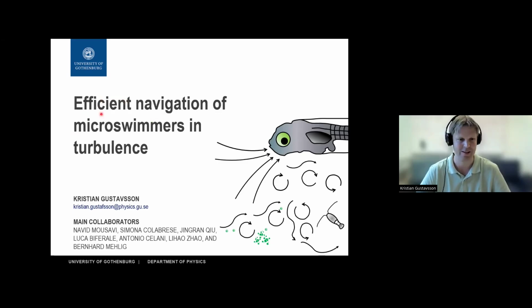So as you said, I will talk about efficient navigation of microswimmers in turbulence. This is work that started in my postdoc in Rome and was done in collaboration with many former students and collaborators. But today I will mainly introduce the problem in a broader perspective and introduce the tools we use to analyze these systems, and maybe not go into so much detail on all the results we have found. I will introduce them as well, but only briefly.